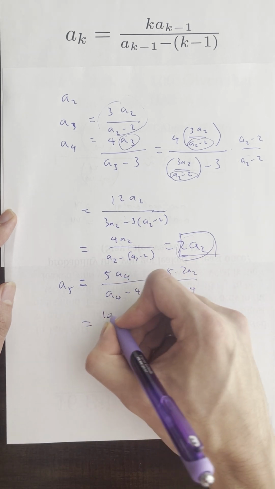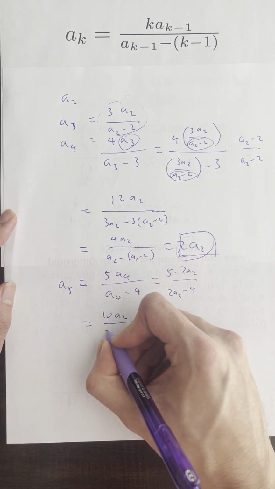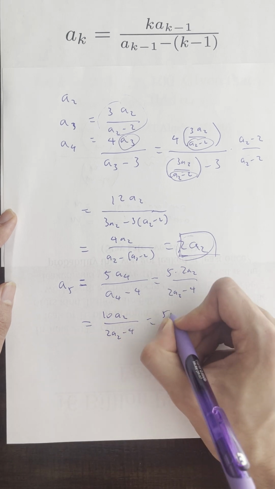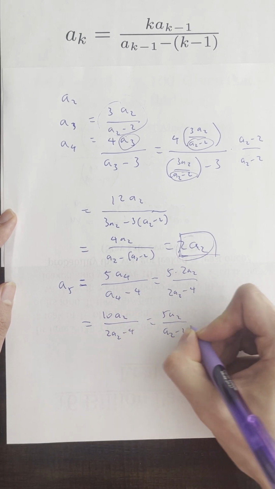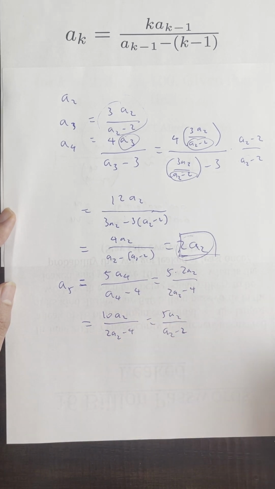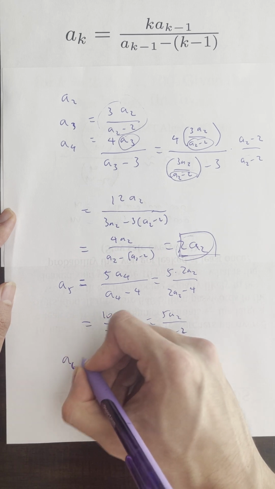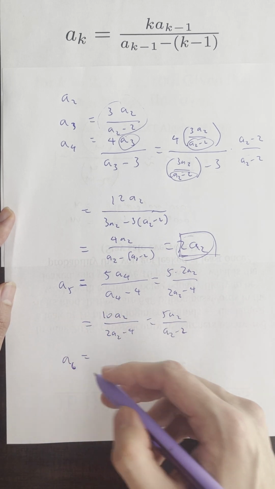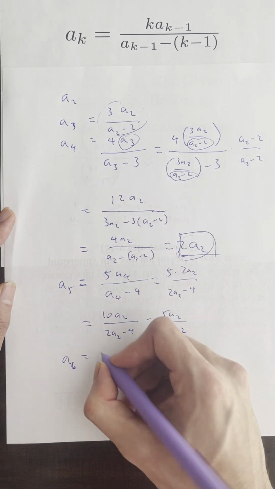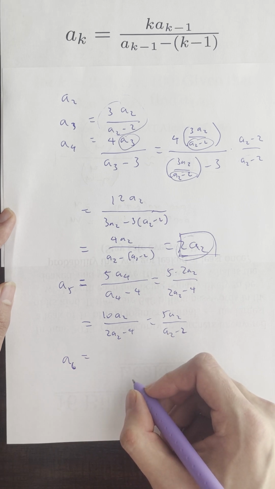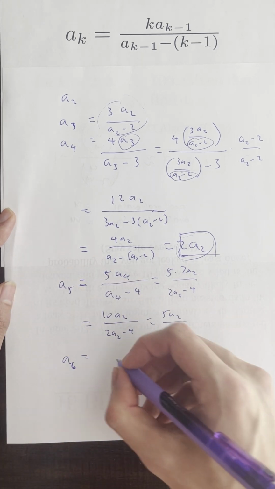Okay, so 10A2 over 2A2 minus 4, divide the top and bottom by 2. Okay, nothing too special here. I didn't expect anything too special here. I only expect something special with the evens, because earlier it was with the odds.